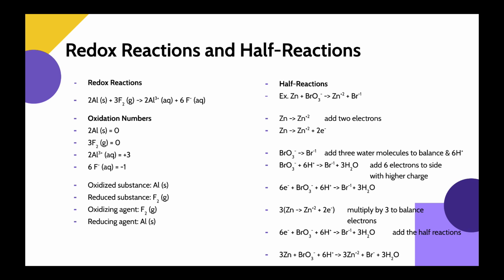So since we have a +5 charge on the left and a -1 charge on the right, we need to add 6 electrons to the side with the higher total charge, so the left. Then we have to balance the number of electrons in both the half reactions. So we multiply our half reaction containing zinc by 3 to get 6 electrons. Now all we have left to do is to add the 2 half reactions together. So the 6 electrons on the left and the right cancel out, and we can bring everything else down. So for our answer, we end up with 3 zinc plus bromate plus 6 hydrogen ions on the left, and 3 zinc ions plus bromide plus 3 water molecules on the right.